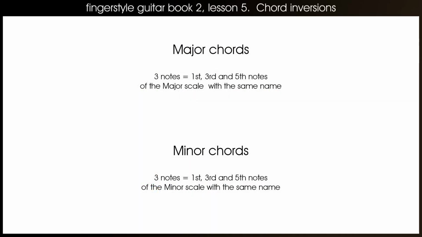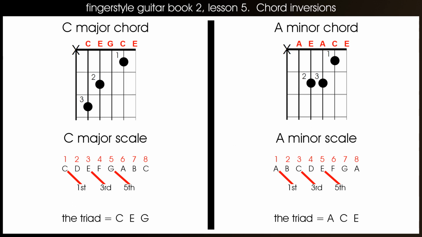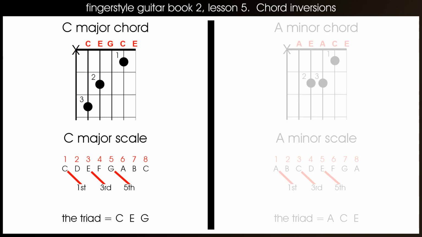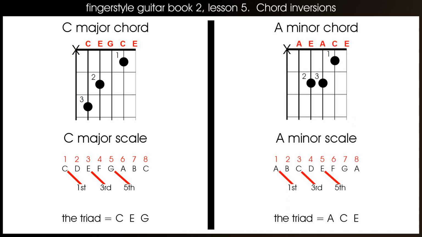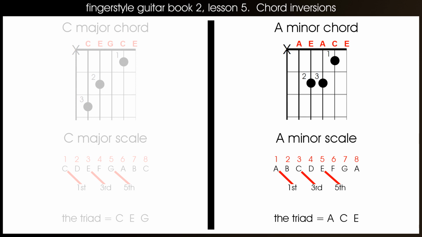The first thing you need to know is that both major chords and minor chords consist of only 3 notes, and those notes are the first, the third, and the 5th note of the scale with the same name. So, for example, C major would have the first note of the C major scale, the 3rd note of the C major scale, and the 5th note of the C major scale. Whereas an A minor chord will have the first note of the A minor scale, the 3rd note of the A minor scale, and the 5th note of the A minor scale.